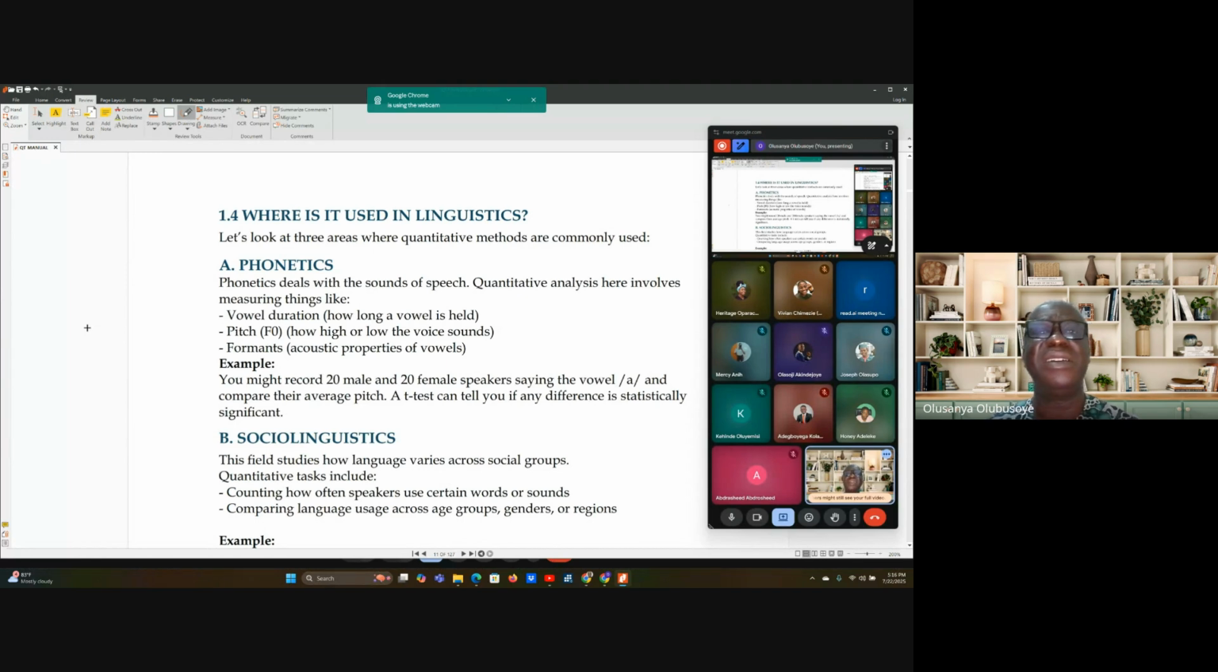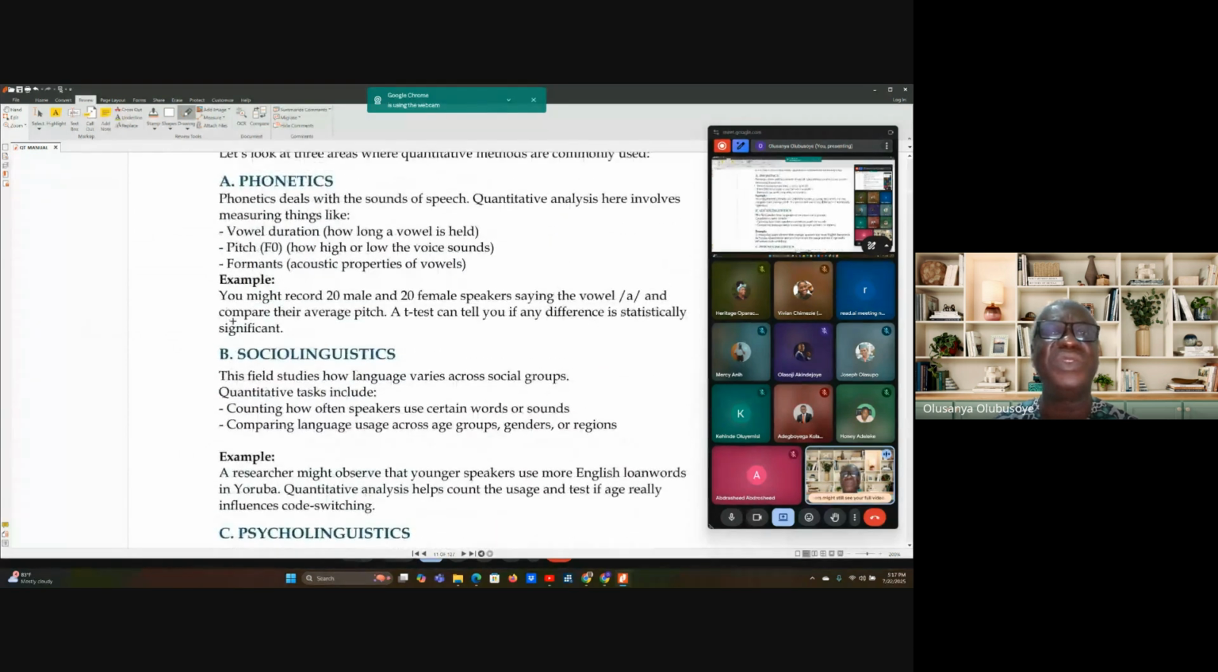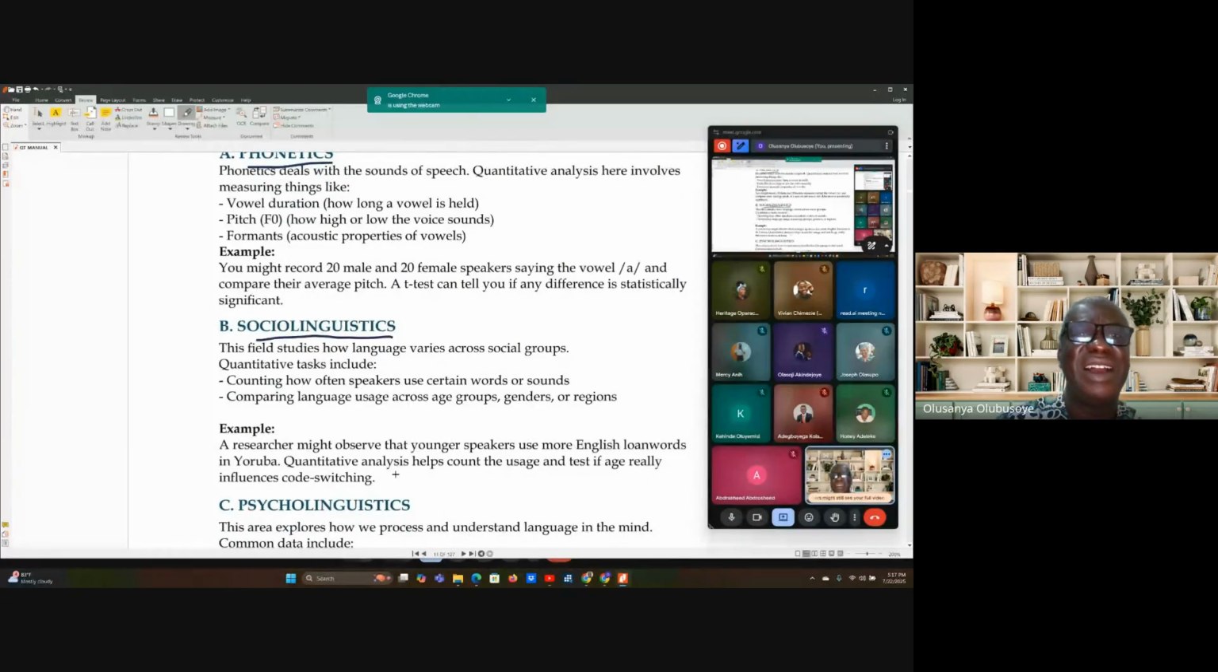Then the question is, can we use the quantitative approach anywhere or in all aspects of linguistics? Well, I don't know all aspects of linguistics. I'm a novice when it comes to that. But from the literature and from what we know, we could easily identify three major areas of linguistics where the quantitative approach could be used: phonetics, psycholinguistics, and sociolinguistics. Are there other areas?